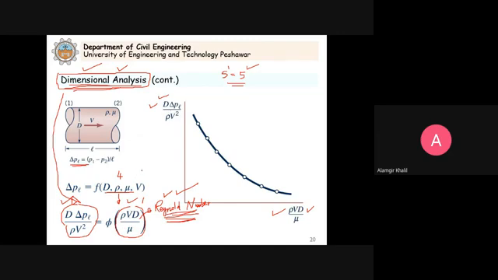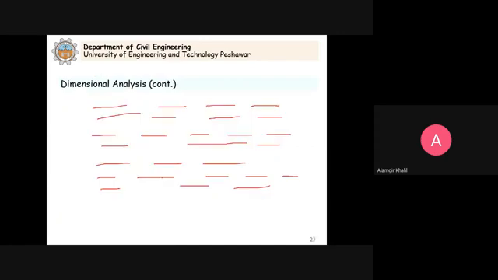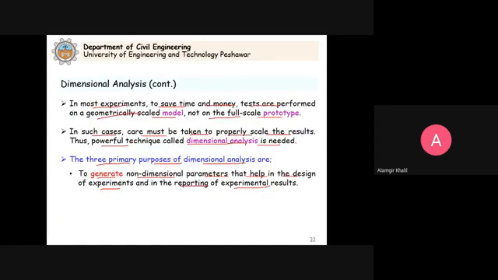In other problems, maybe we come up with other dimensionless numbers that are important, like the Froude number, the other number we studied. It's not that we always get the Reynolds number. It will depend on the flow problem. So you see the dimensional analysis helps us to determine these dimensionless numbers, to generate non-dimensional parameters that help in the design of experiments and in reporting of experimental results.